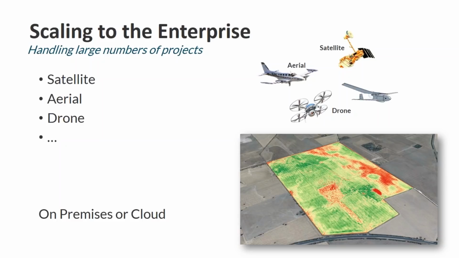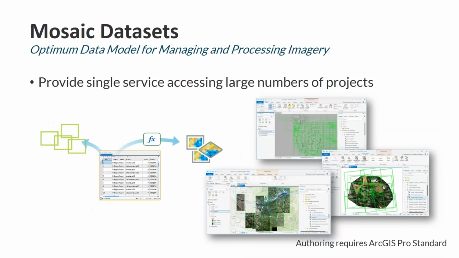If you do get the data, though, you can download it and manage it in ArcGIS Pro. And the way we do that is something called a Mosaic dataset. A Mosaic dataset is an optimum data model for managing and processing imagery. It allows us to define references to large numbers of images and define with those references how the images are to be processed. And then as the images are processed, either in a desktop environment or in the server environment, the server actually performs that processing.